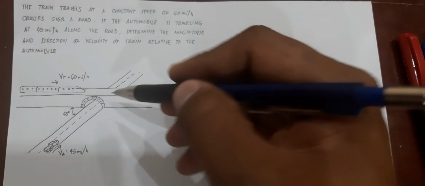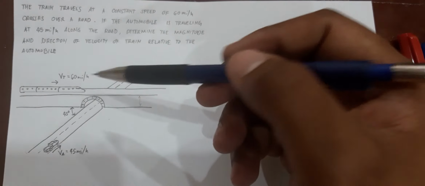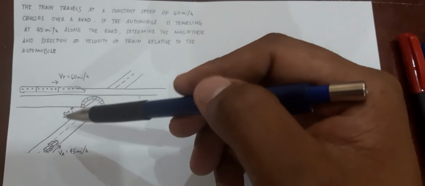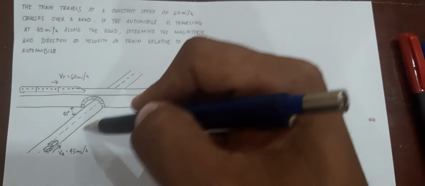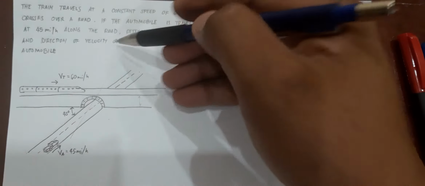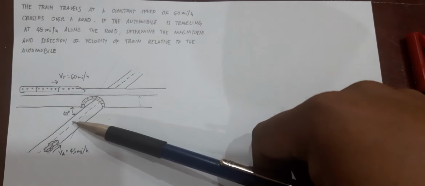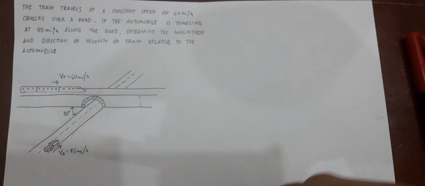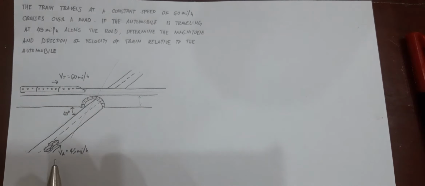So let's just neglect the height in this example. Let's just assume that these two objects, or these two particles, are moving in a two-dimensional system. So you have here your x-axis and your y-axis. And then you have an angle in between these two lines, which is 45 degrees.